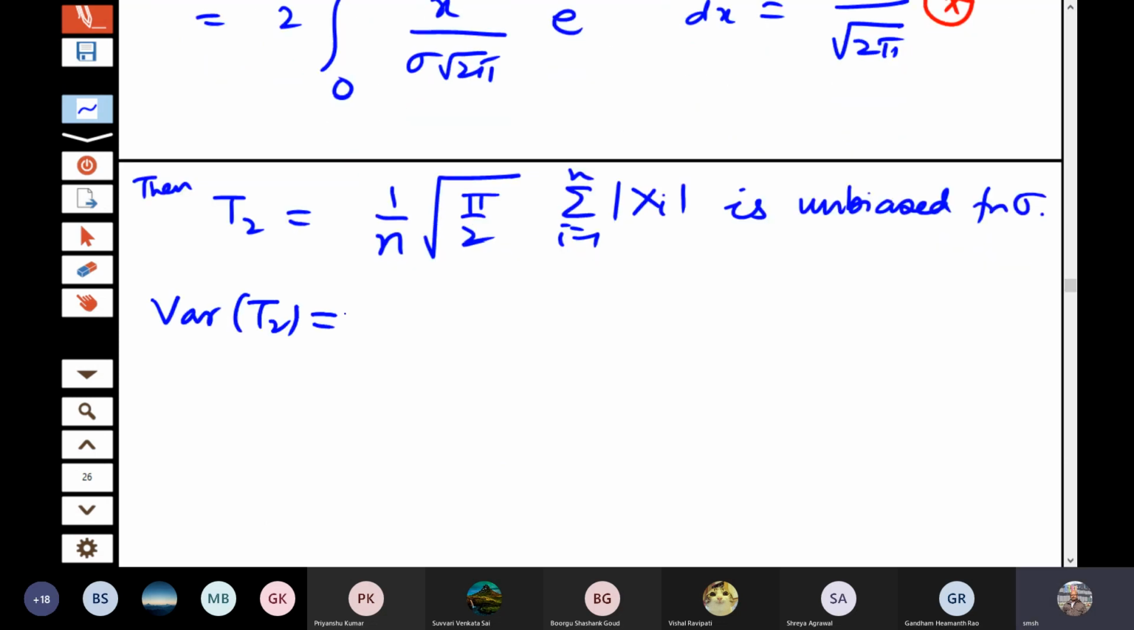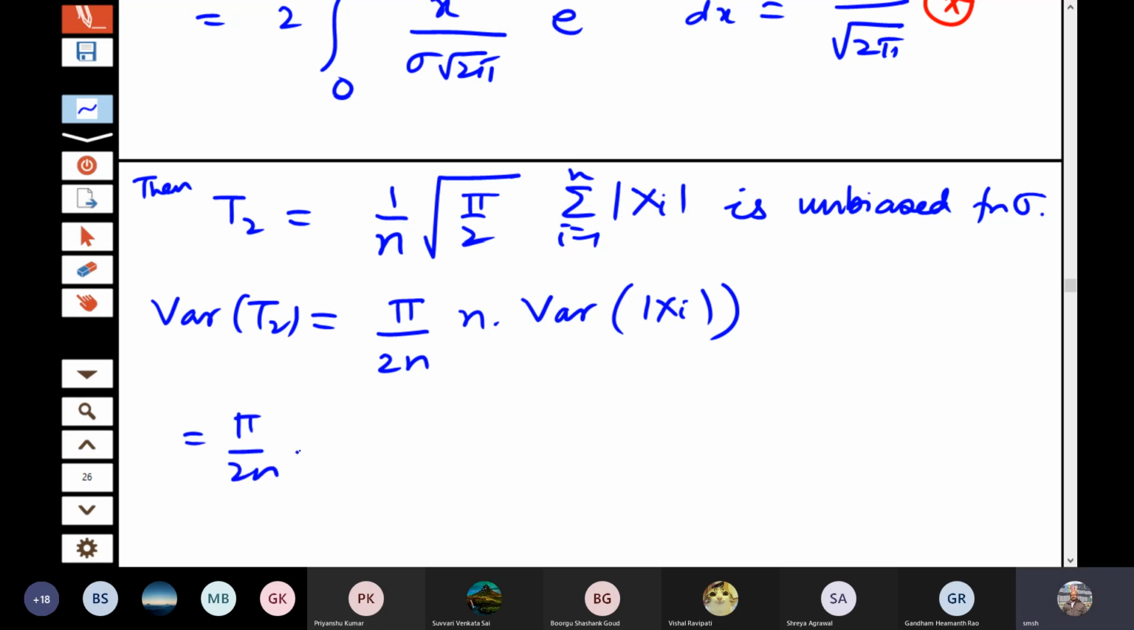Variance of T2 is equal to pi by 2n, n times variance of mod of xi, which is nothing but pi by 2n. Pi by 2n will get cancelled out. I'm sorry, this square will come here. So pi and then n will come here.